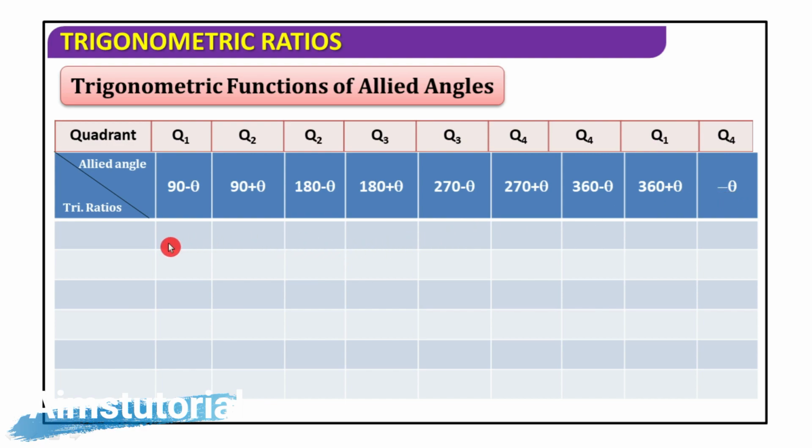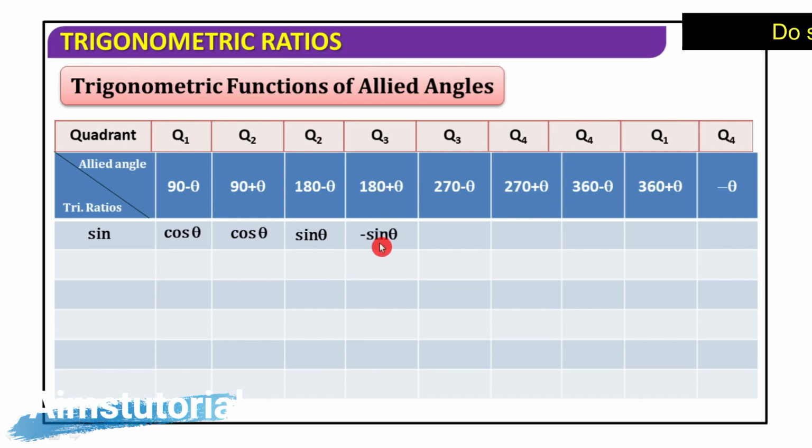So what are the allied angles? Sine of 90 minus theta is cos theta, sine of 90 plus theta is also cos theta, since in the first and second quadrant sine is positive. If 90 or 270 is there, co-ratio will come. Co-ratio of sine is cos. For 180, the same ratio will come, but in the second quadrant sine is positive, so plus sine theta. In the third quadrant sine is negative, so minus sine theta.